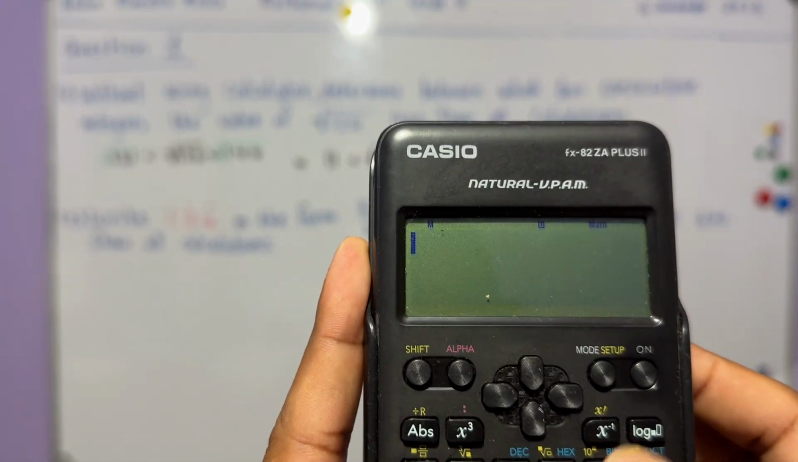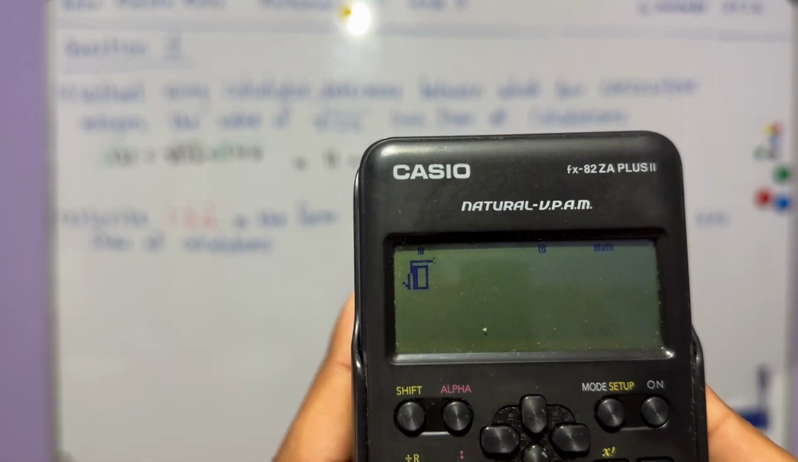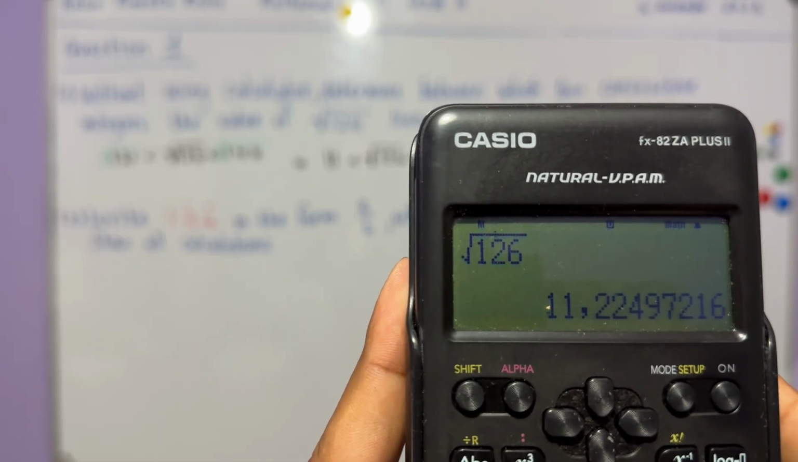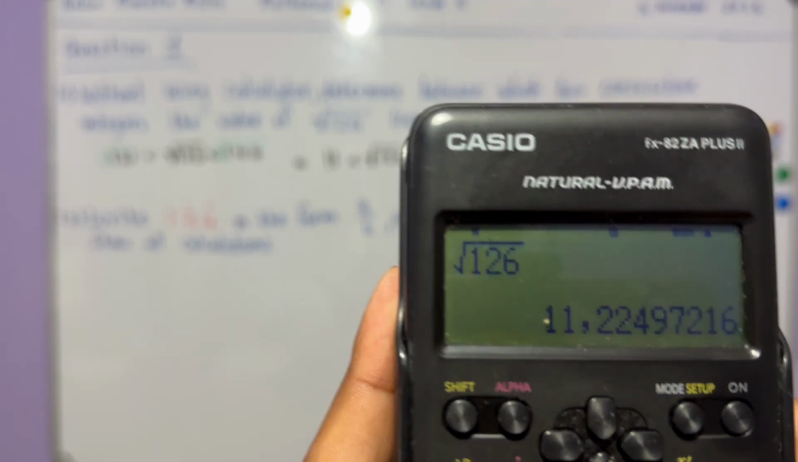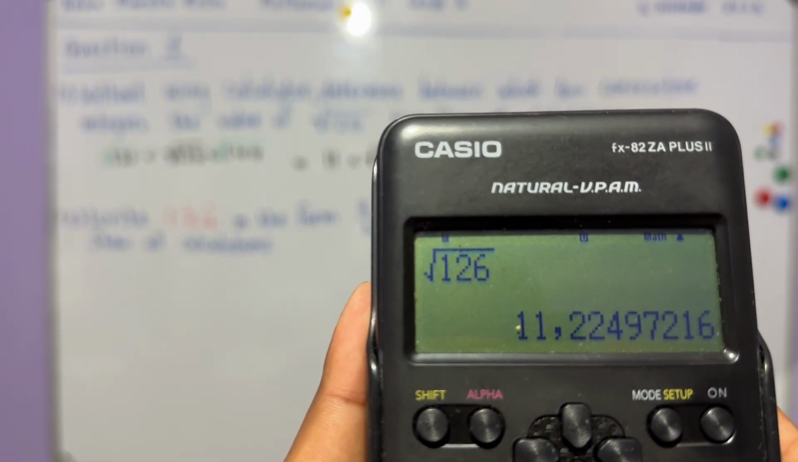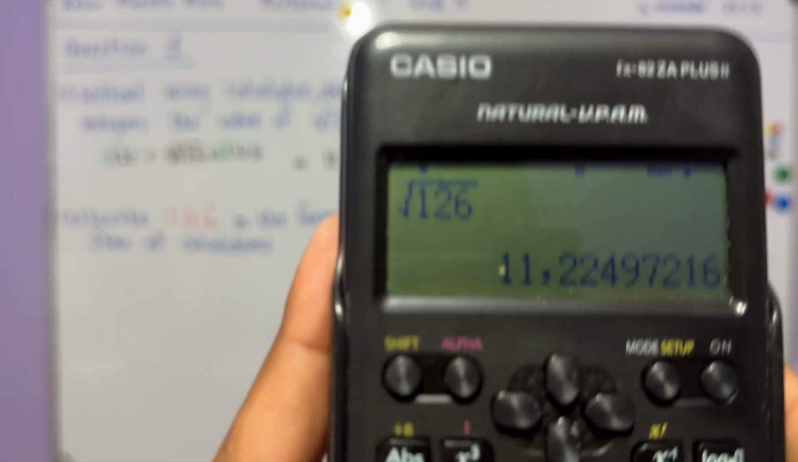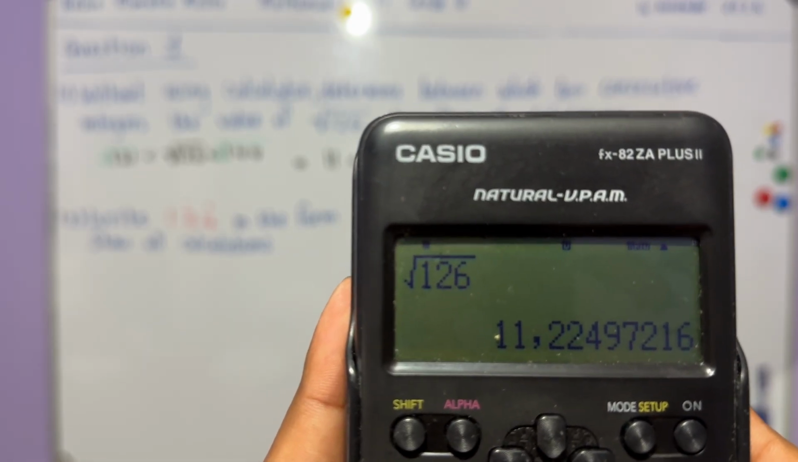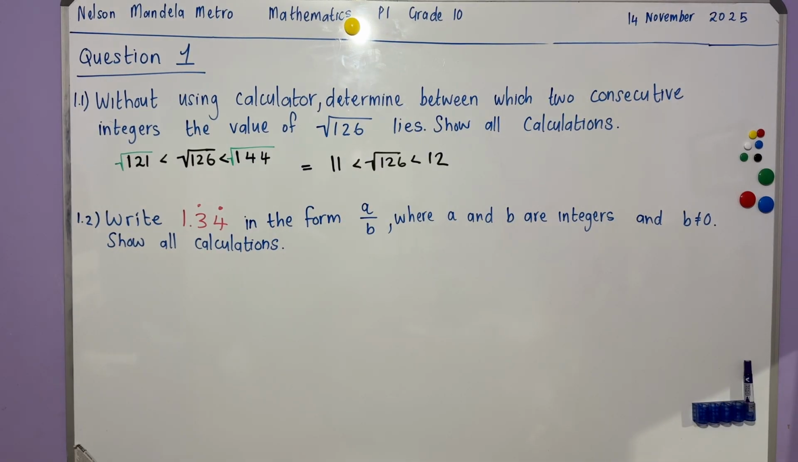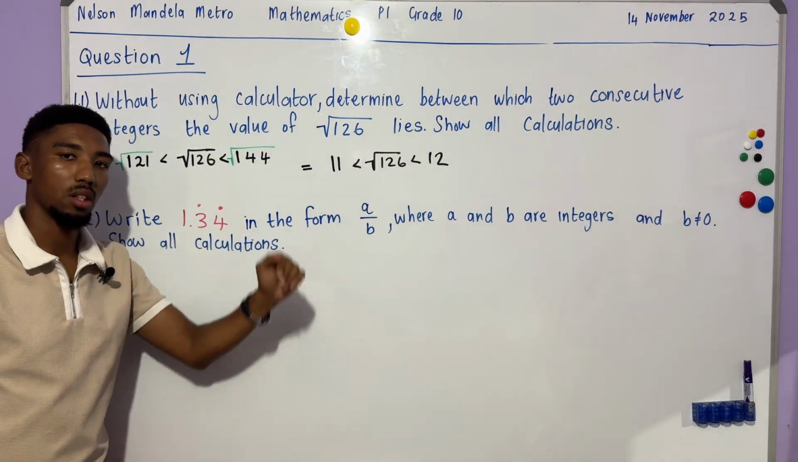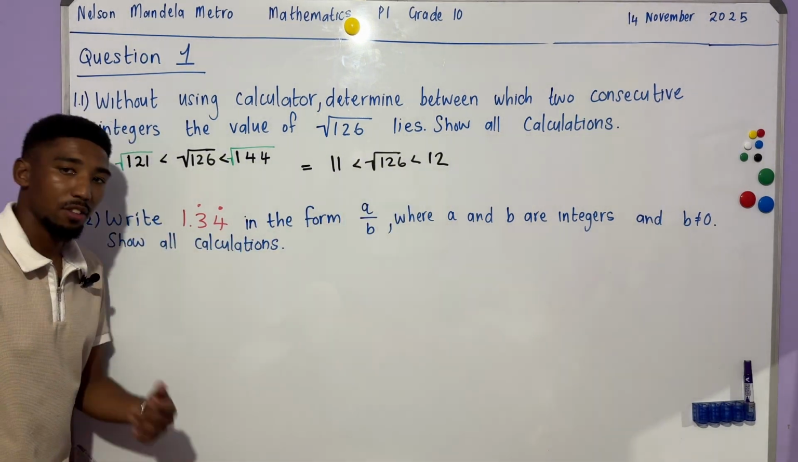Somewhat of a trick for you to see if you have this correct: we go to our calculator, we take the square root of 126, we press our equal sign, we press the SD button, and we have 11.22. So the two consecutive numbers have to be 11 and the number after 11, which is 12. And this indicates to us that we have the correct answer. Let's have a look at 1.2.